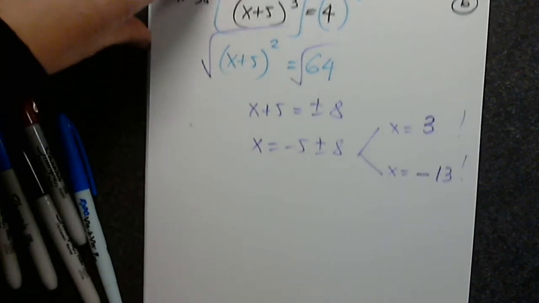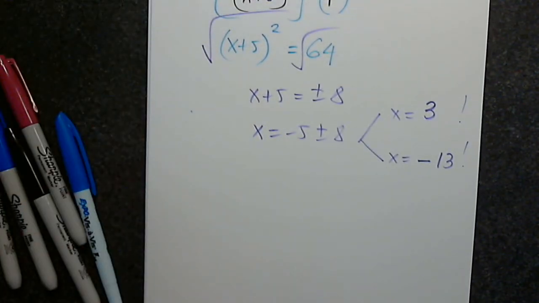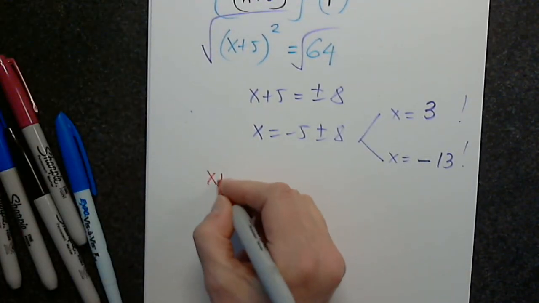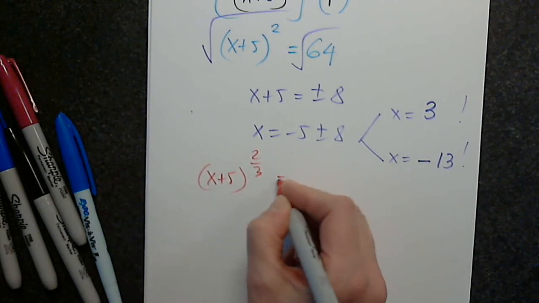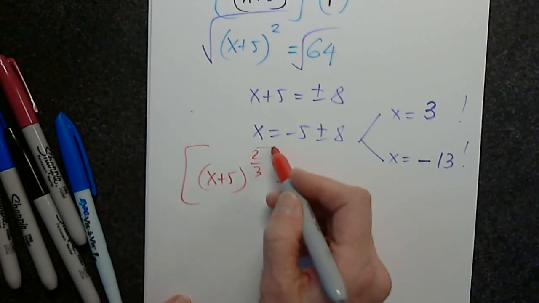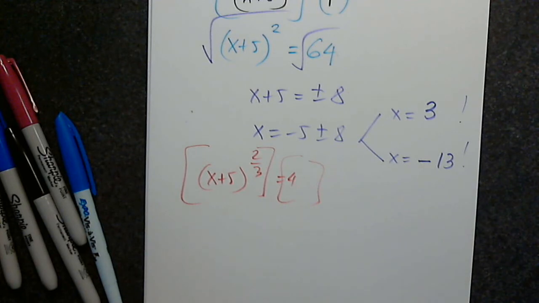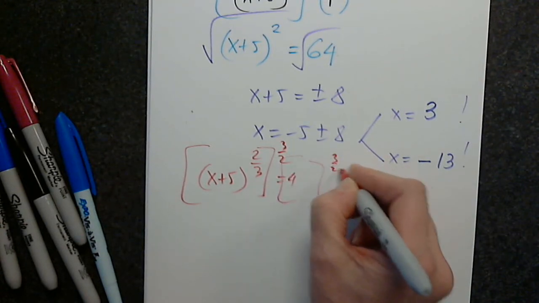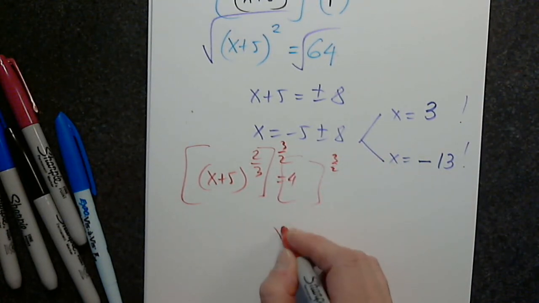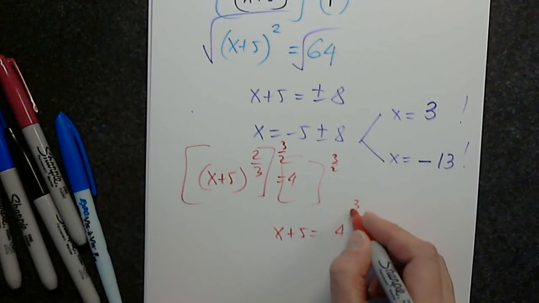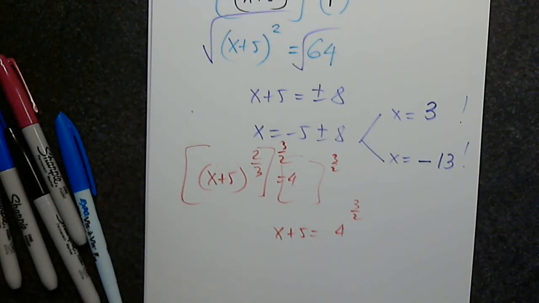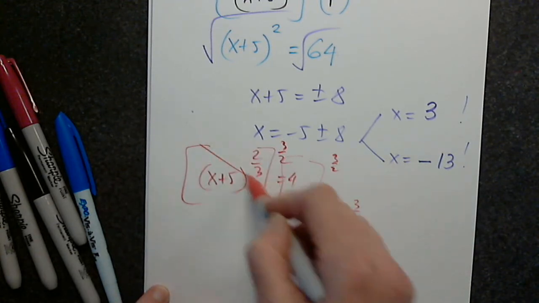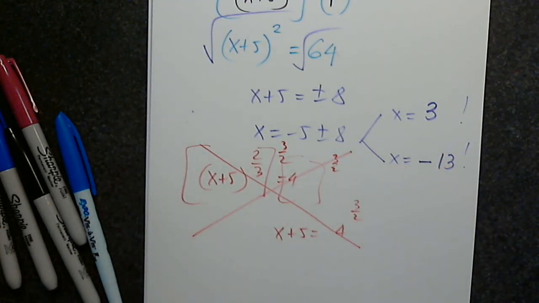Now, here's what I wanted to show you, the difference. So x plus 5 to the 2/3 equals 4. If you know what you're doing, and then you remember that there are 2 solutions, then you can do this. But it's very, very problematic because you will forget to put the plus or minus in front. So please do not perform this operation in one step.